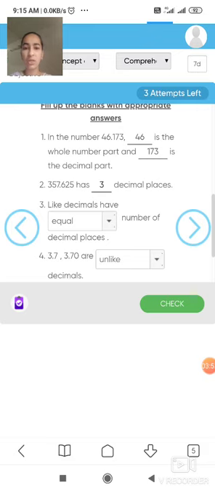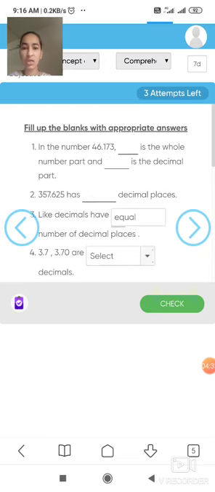In the number, 46 is the whole part and 173 is the decimal part. In the next, how many decimal places are there? After the point, how many digits are there? You have to count. 6 is there, 2 is there, 5 is there. 3 digits are there, so the decimal places are 3. Like decimals have an equal number of decimal places, and the last is unlike decimals, because after the decimal point the number of digits is not the same. That's why they are unlike decimals.